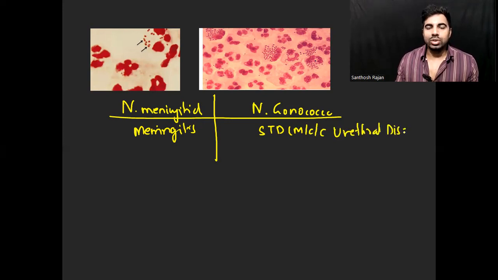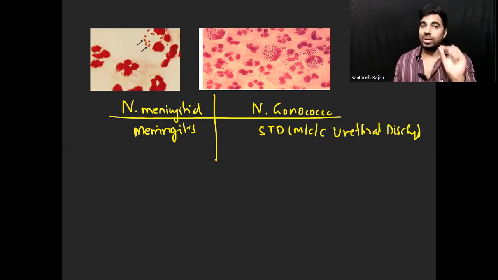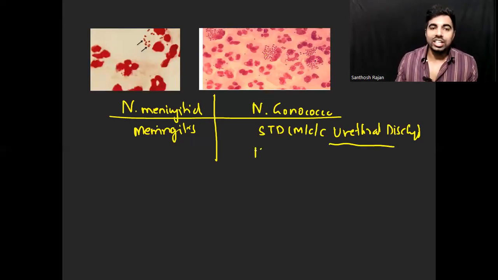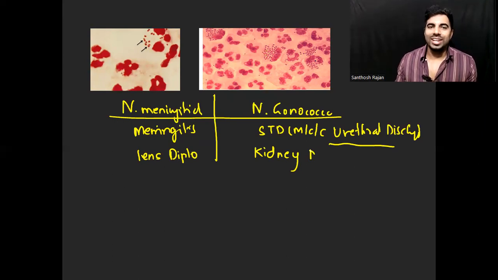Urethral discharge, a sexually transmitted disease, especially for boys, when they come with a painful white-colored discharge. That is gonococcus. And it looks like this, kidney-shaped. We call this kidney-shaped diplococci. This is lens-shaped or lentil-shaped, a lot of names. Kidney or bean-shaped diplococci.